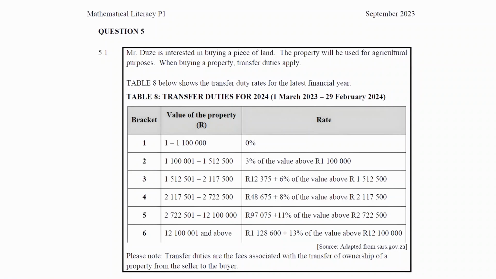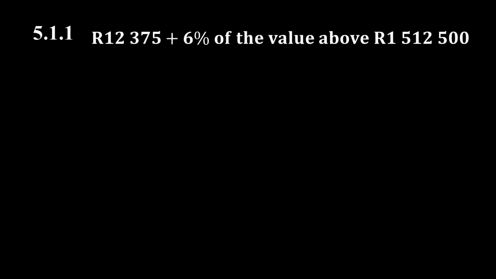For a house that costs 1.8 million rand, the value of the property will fall into the range of 1,512,501 rand to 2,117,500 rand. So the rate for this bracket will be 12,375 rand plus 6% of the value above 1,512,500 rand.